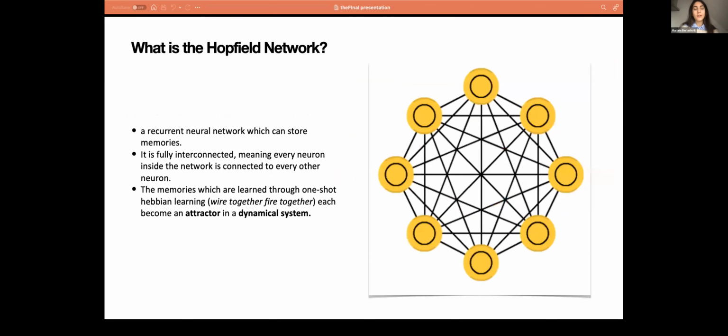From now on, we'll explain briefly what the Hopfield network is. Okay, so we already had an entire presentation on the Hopfield network. The most important thing I want you to remember is that in a Hopfield network, we store memories as attractors in a dynamical system.